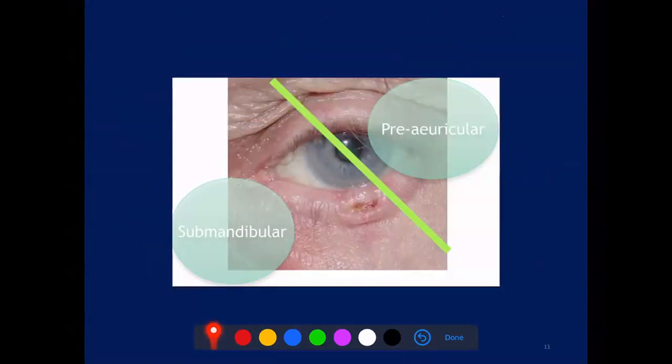So the medial 1/3 and the lower 2/3 drains to the submandibular. The rest goes to the preauricular.